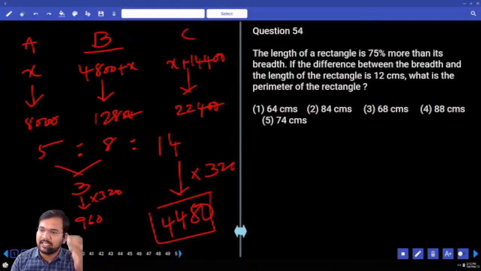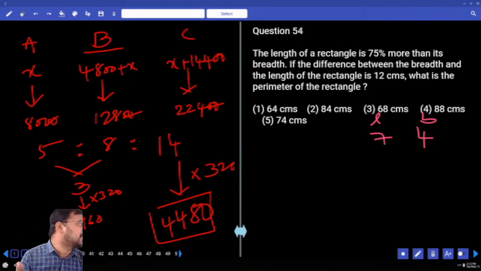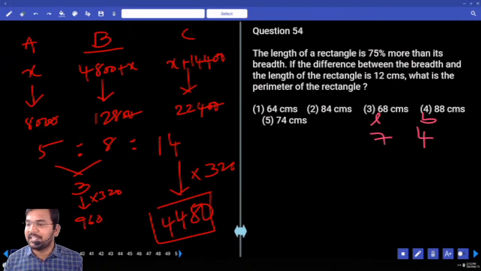The length of a rectangle is 75% more than its breadth. If the difference between length and breadth of the rectangle is 12 cm, what is the perimeter of the rectangle? So the length is 75% more than its breadth. If breadth is 4 parts, then length is 3 parts more, since 75% is nothing but 3 by 4. So 4 parts is breadth, length is 3 parts more, that is 7 parts.